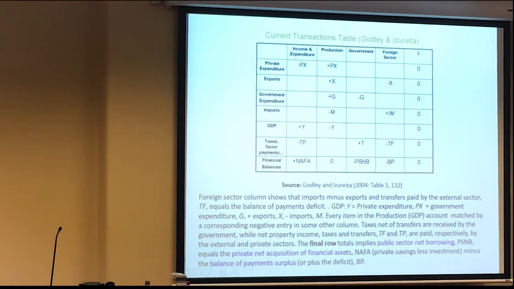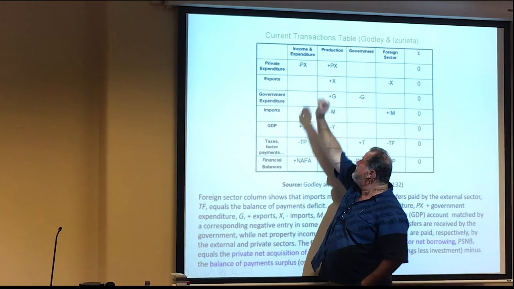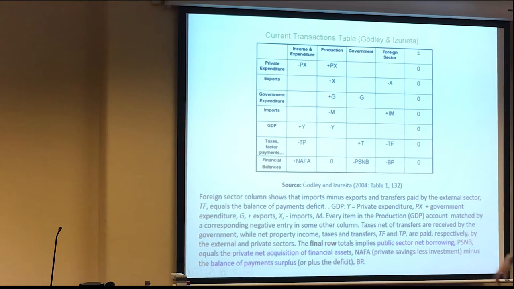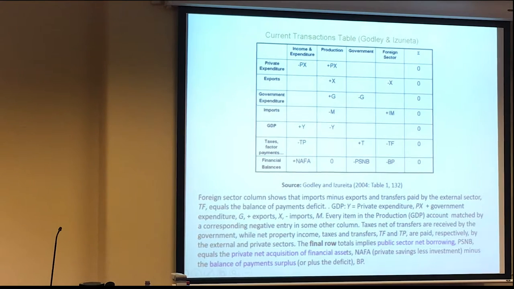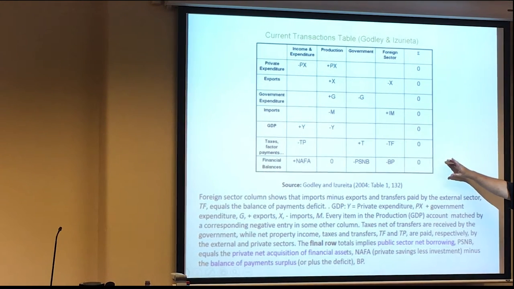If you look at the GDP accounts, okay, basically they're comprised of private expenditure up here plus government expenditure plus exports net of imports, and every item in that production column is matched by a corresponding negative entry in some other column. So taxes net of transfers are received by the government, but net property income, taxes and transfers are paid respectively by the external and by the private sectors. Now the crucial thing here is this final row, because what that tells you is public sector net borrowing equals the private net acquisition of financial assets, net asset creation.